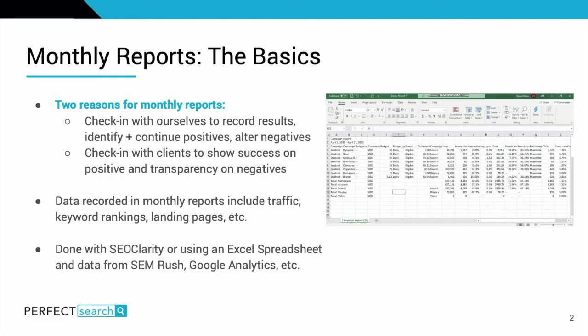So to start with the basics, let's talk about why we do the monthly reports in the first place. The number one reason is so we can check in on ourselves, make sure that we're doing everything right, that we're identifying the positives so we know what's working and what's not working. Some of the data that's most commonly recorded in monthly reports is organic traffic, keyword rankings, landing pages, etc. No two monthly traffic reports are going to look exactly the same, as it does vary from client to client with the information that they find most useful in their reporting. But generally, traffic, keywords, and usually landing pages are going to show up in most.